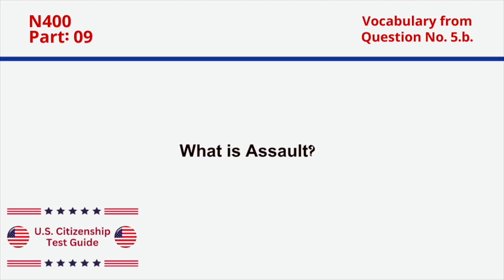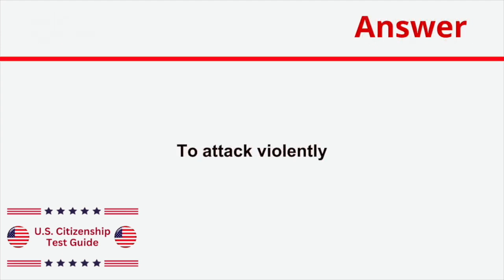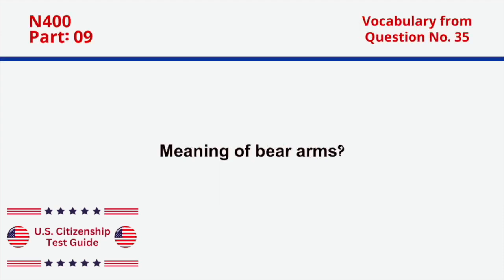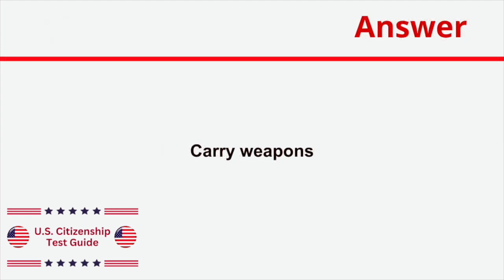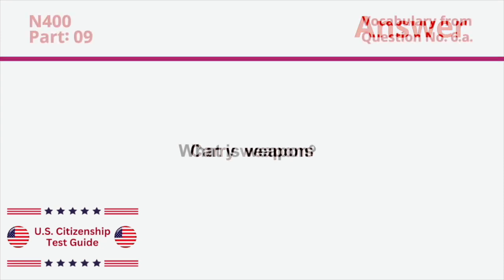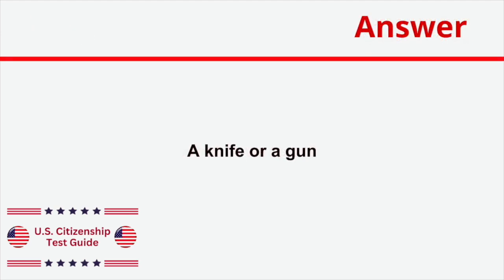What is assault? To attack violently. Meaning of bear arms? Carry weapons. What is weapon? A knife or a gun.